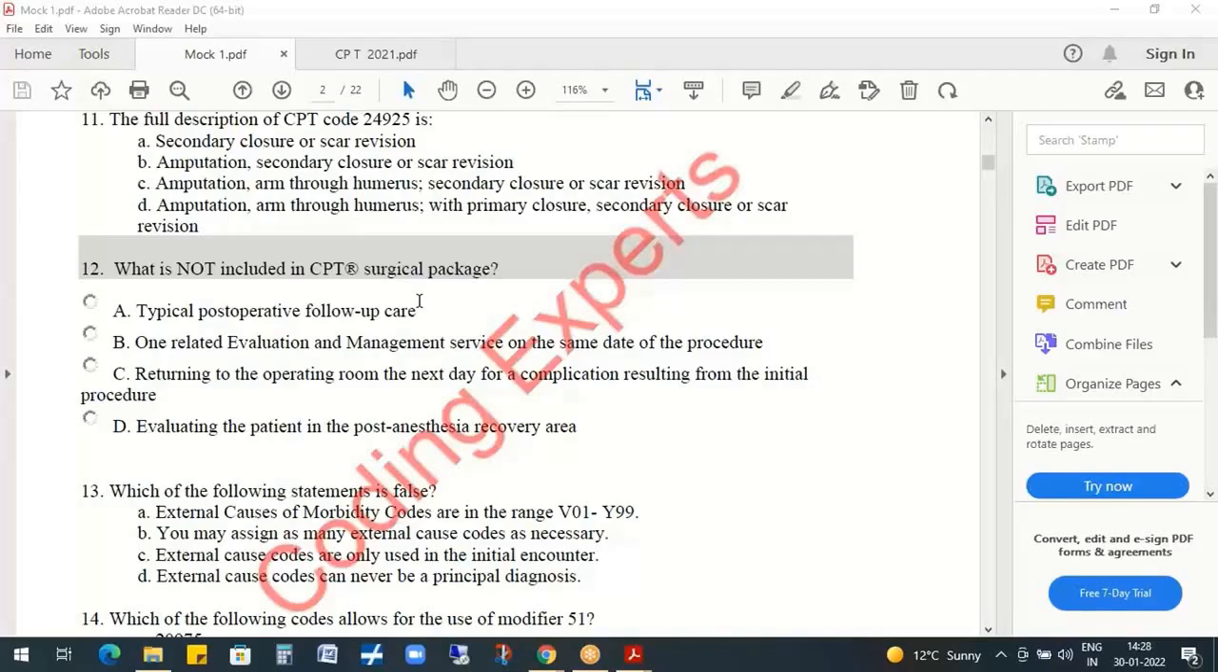Are you able to see, sir? Coding guidelines? Yes, sir. Okay. The surgical package is there. From there, they have given this question. Try to read. Okay, sir. Next, up to 15. Any doubts?